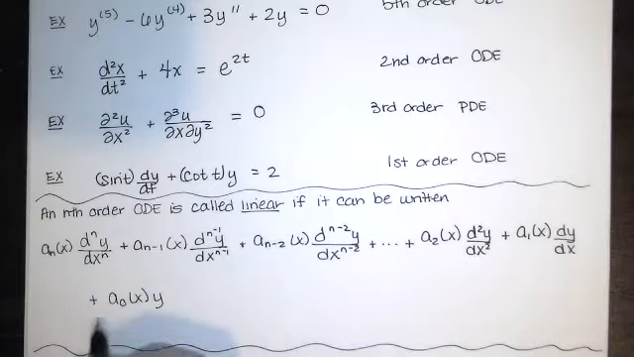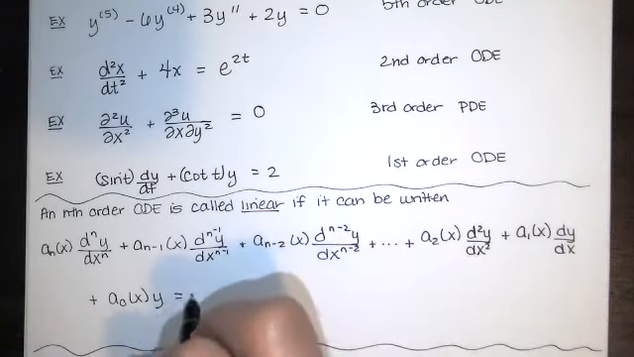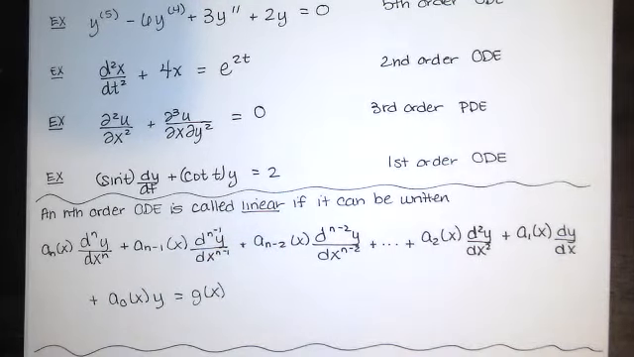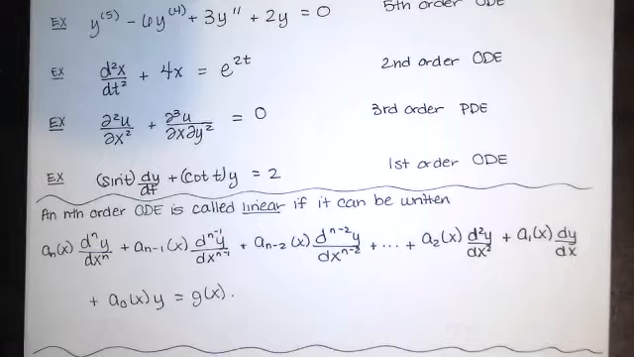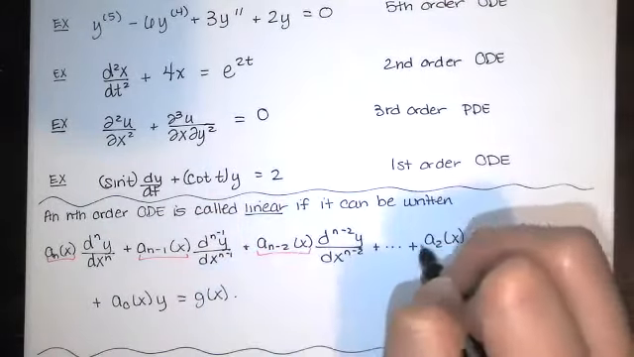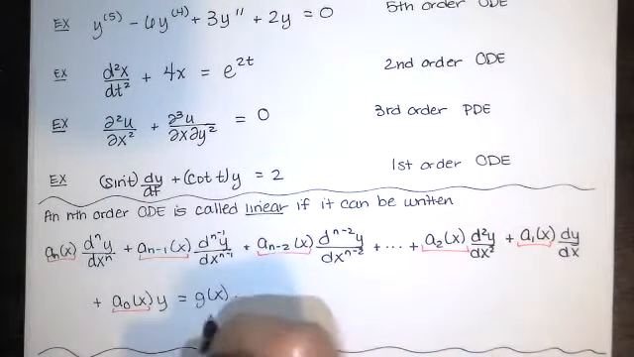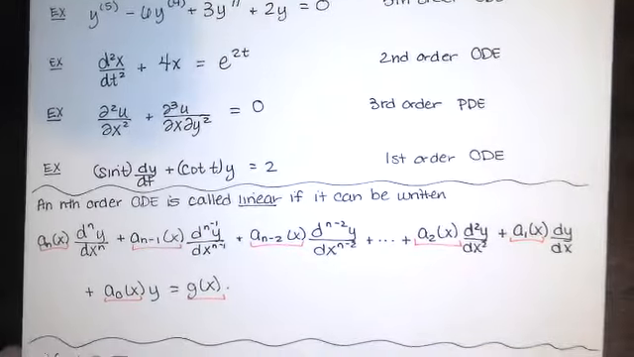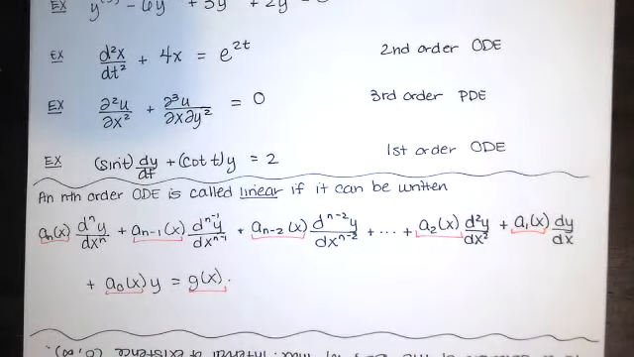The last one is a sub 0 of x times y. It's a zeroth derivative times that other function equals g of x. Now I know that looks like alphabet soup, but all of these functions out front would be given to you. Now, sometimes the differential equation doesn't immediately look like this. Sometimes you've got to rearrange it to make it look like this. But what makes it linear is that those coefficient functions and the function on the right-hand side depend only on your independent variable.